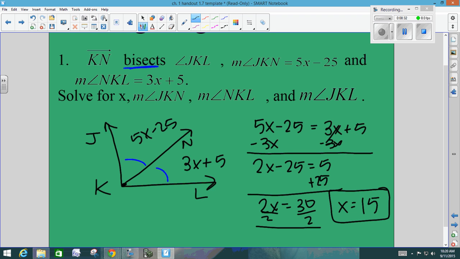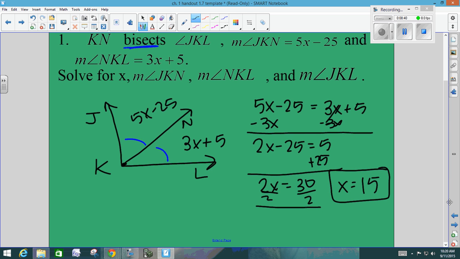Then it also says solve for the measure of angle JKN. Well, how are we going to figure out the measure of angle JKN? Yeah, substitute 15 in for x. So we're going to do 5 times 15 minus 25. That's 5 times 15, minus 25? 50, good. So the measure of angle JKN equals 50 degrees.